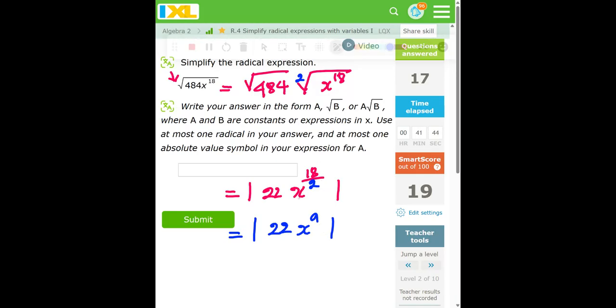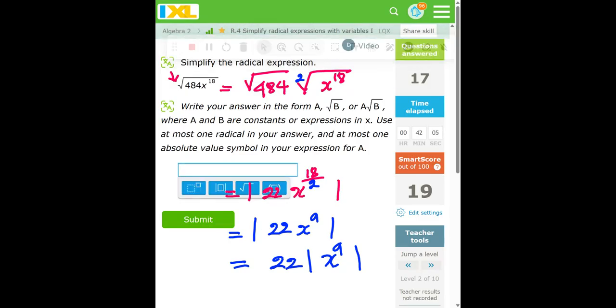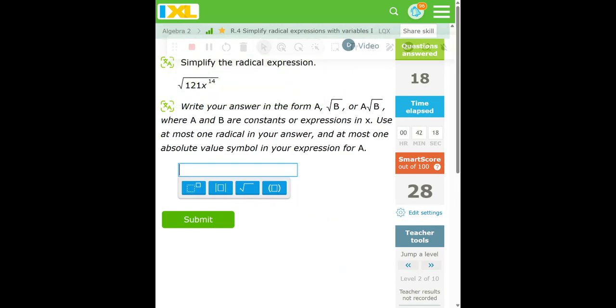Now we're almost done. Remember, 22 is a positive number. It's always positive, so you can take it outside the absolute value. So this is your answer. If you keep 22 inside the absolute value, they will tell you you are wrong. So pay attention. I put 22 outside and I click on absolute value. Inside I put x to the power of 9 and then I submit. Voila.